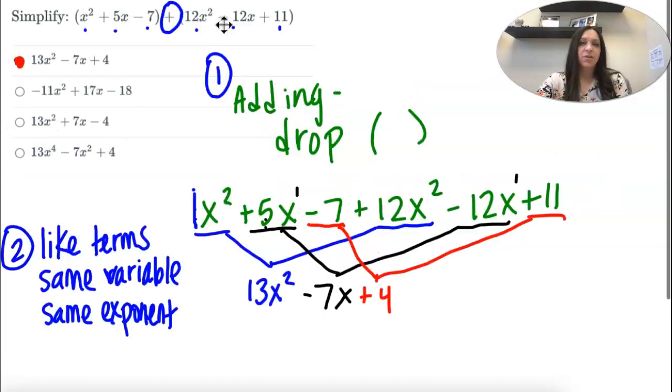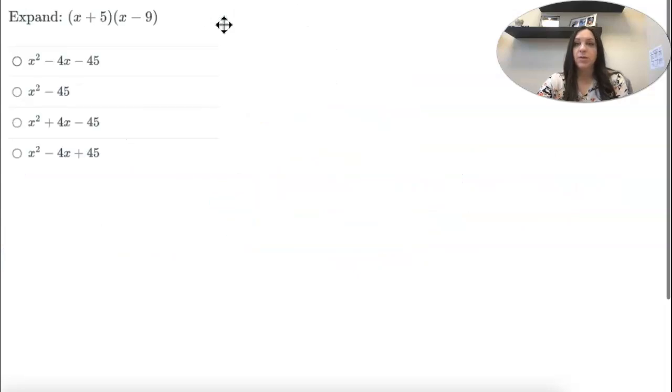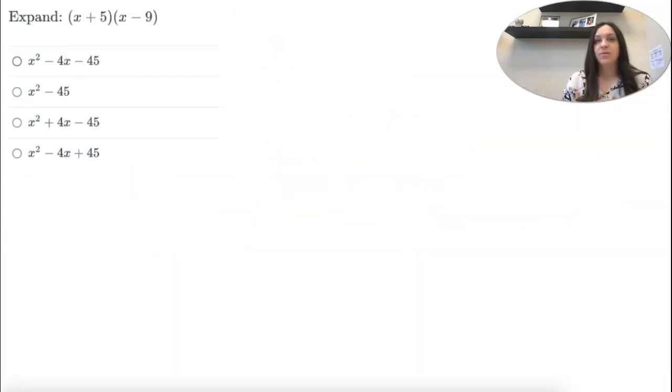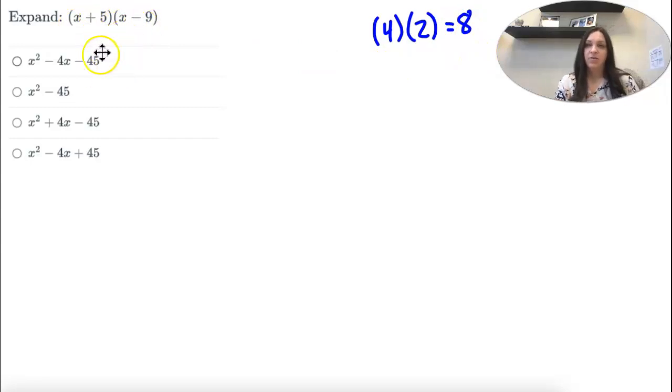Okay, and then the other way we combine polynomials is we multiply. So that's when you have two parentheses just next to each other. Like if I had this, you would know that that means 4 times 2. So it's the same thing, but now we have what we call a binomial, x plus 5, x minus 9. And we're going to use the distributive property. Okay, so let me rewrite it.